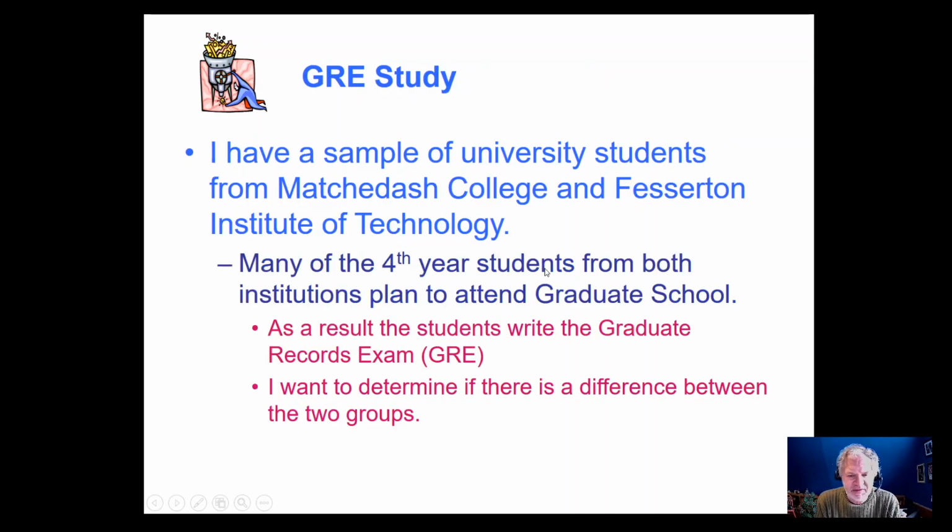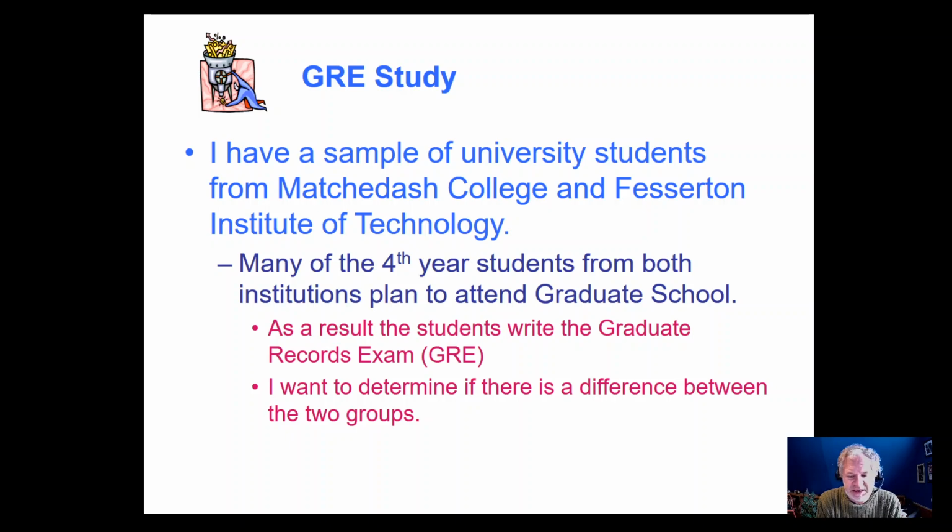So the example I have is two stellar Ivy League institutions, the Matchadash College and the Fesserton Institute of Technology, two very elite academic institutions. Both of them have a number of Nobel Prize winning researchers on their faculty, and they both send a lot of people to the top colleges to complete their graduate studies.